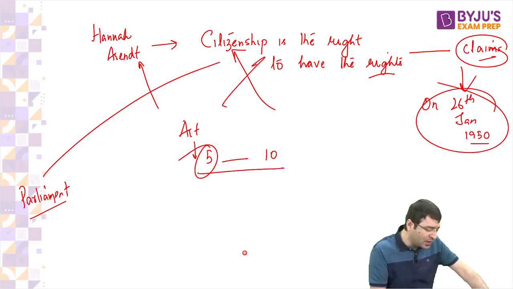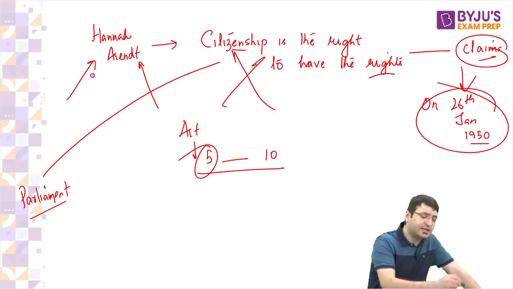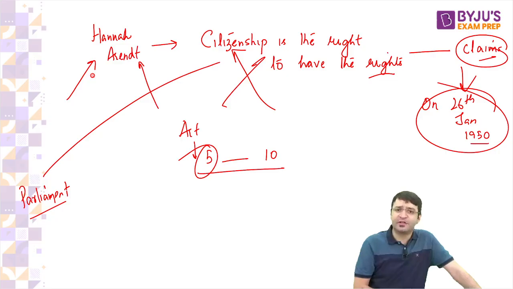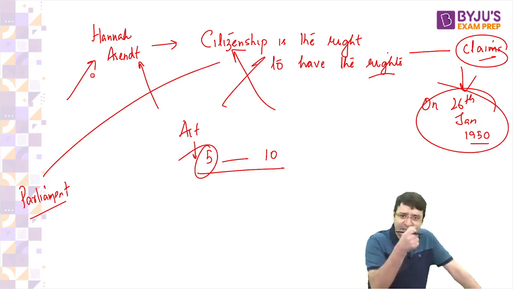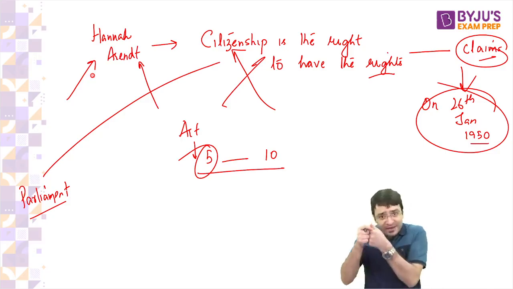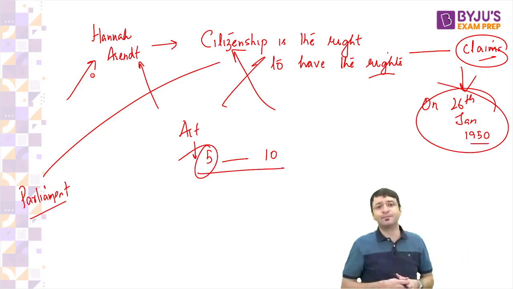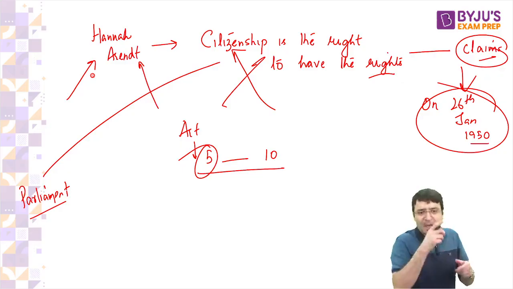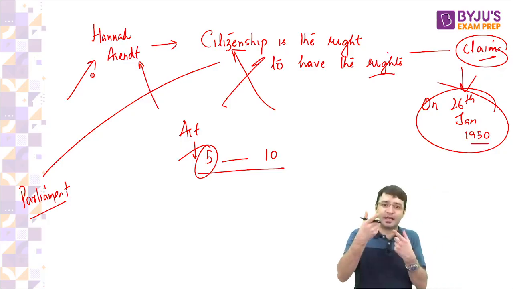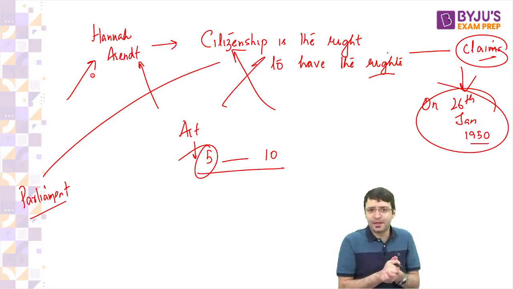So, if in one line we have to define what citizenship is, for that we need to go back to the writings of Professor Hannah Arendt, where she writes that citizenship is the right to have the rights. Once you are a citizen, you have a right to enjoy all the civil and political rights that are available. Only you have the right to apply for government jobs. Only you have the right to vote. Only you have the right to contest elections. This right will not be given to foreigners.